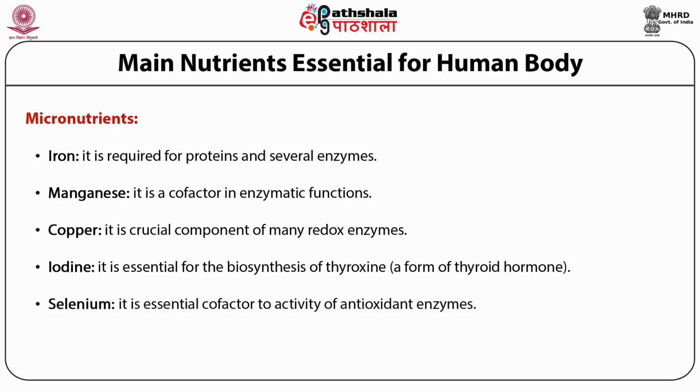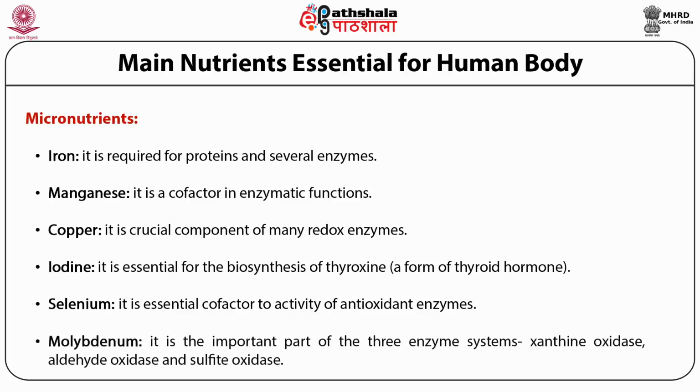Selenium is an essential cofactor to the activity of antioxidant enzymes. Deficiency of it leads to Keshan disease and Kashin-Beck disease. Excess of selenium leads to garlic-smelling breath, gastrointestinal disorder, sloughing of nails, hair loss, fatigue, irritability, and neurological damage. Molybdenum is an important part of three enzyme systems: xanthine oxidase, aldehyde oxidase, and sulfite oxidase.